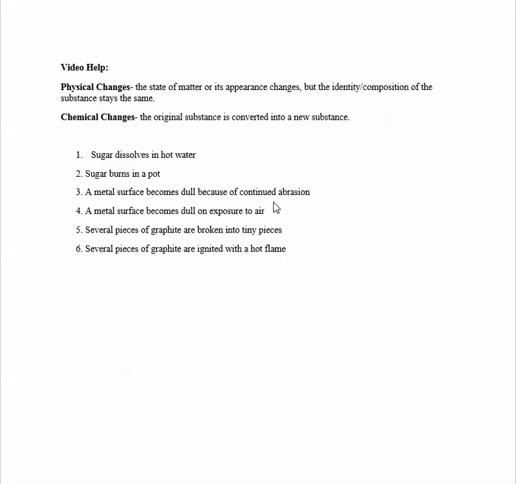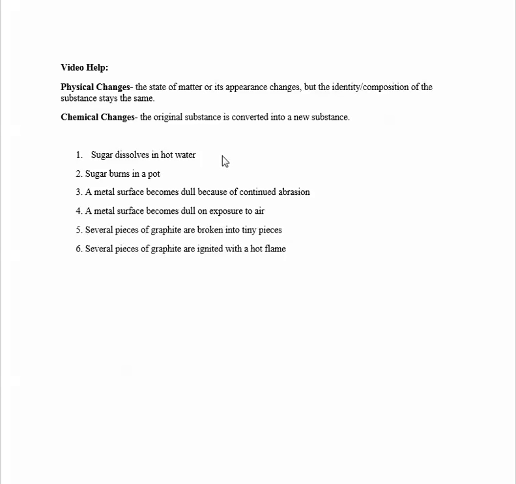In this video, what I'm going to do is explain the difference between physical changes and chemical changes. So when a physical change occurs, the state of matter or the appearance of the substance changes, but the identity, its composition, stays the same. Okay? And so that's key. That's something that a lot of people misunderstand when we're talking about changes of state of matter. That would be a physical change, not a chemical change.